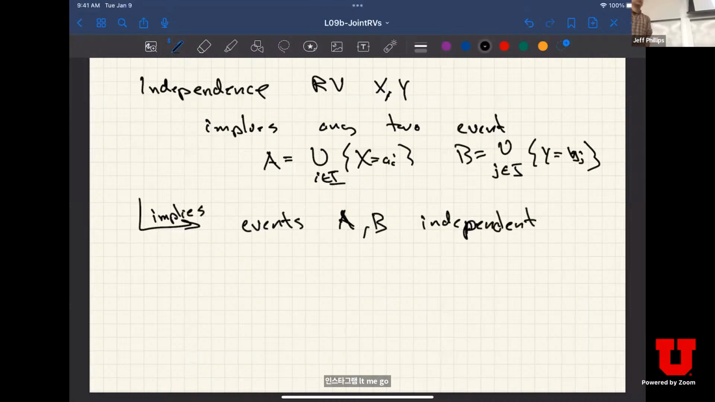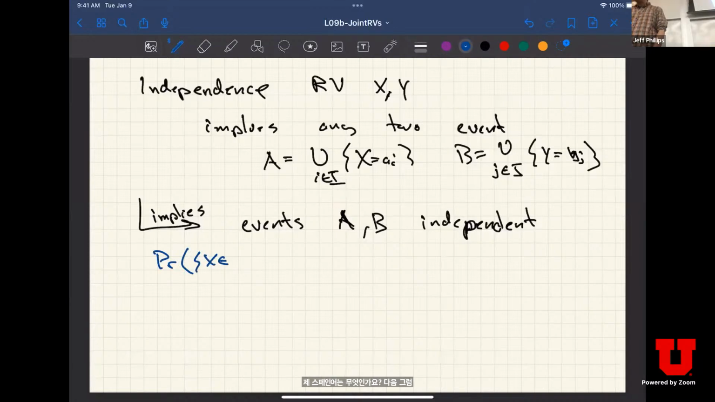Okay, so that I can look at any events defined over the outcomes of the random variables, and they are also still going to be independent. All right, and I can write this. Here, let me just work through this calculation; hopefully it's useful to see.